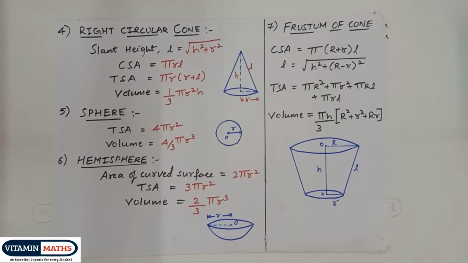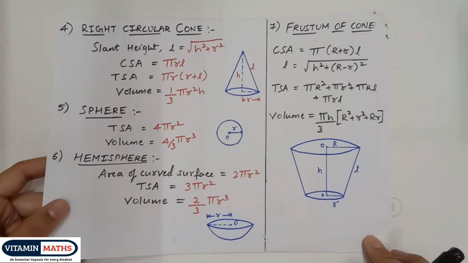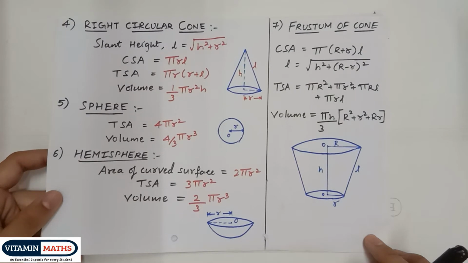Volume is pi h by 3 into (R square plus r square plus R into r). I think you should just take a screenshot of these formulas. Now we will begin actually with the questions that have been asked in the board exam.